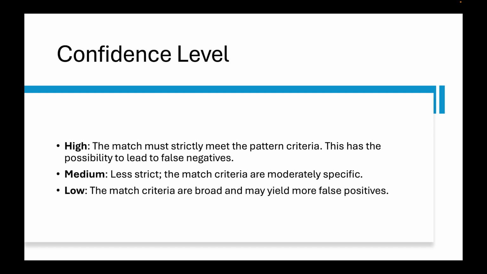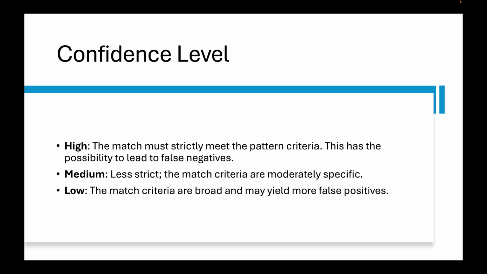So just so you know, if you're doing it this way, it's going to be very strict, and sometimes it may allow something to go through, which it should not, right? So those are the false negatives, right? Where it really should be a positive. Now you have the medium, which is less strict. The match criteria are moderately specific. Then you also have low. The match criteria are broad and may yield false positives. So the high, you'll get false negatives. The low, you may get a chance of getting false positives.